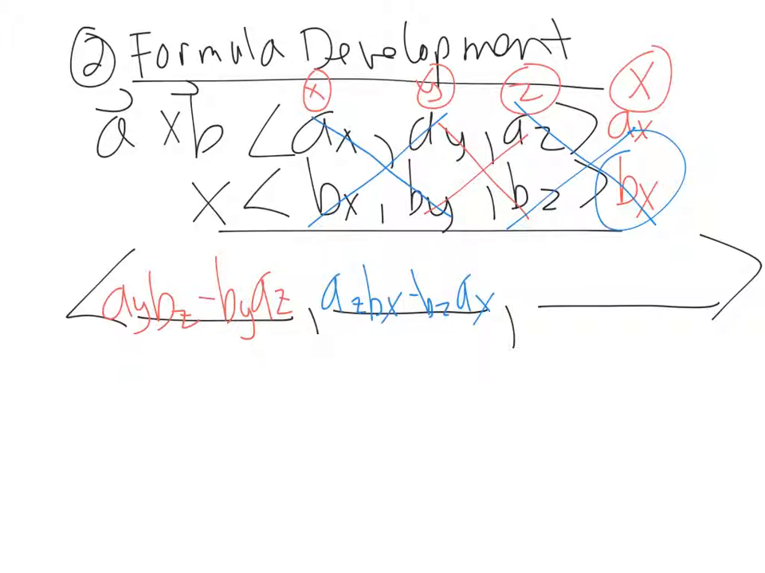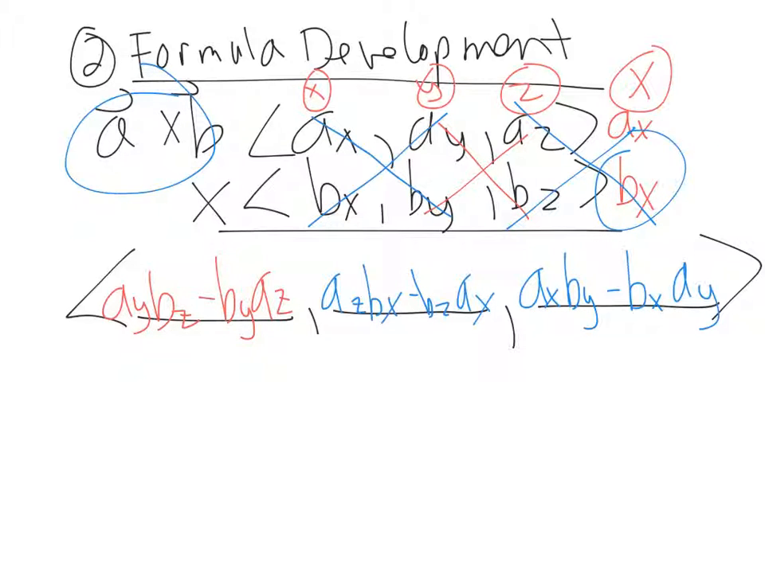And finally, I figure out the Z component, which is going to be crossing the X and the Y, and that will be AX BY minus BX and AY. Okay, and that's your formula for the cross product when you're crossing two vectors, A and B.